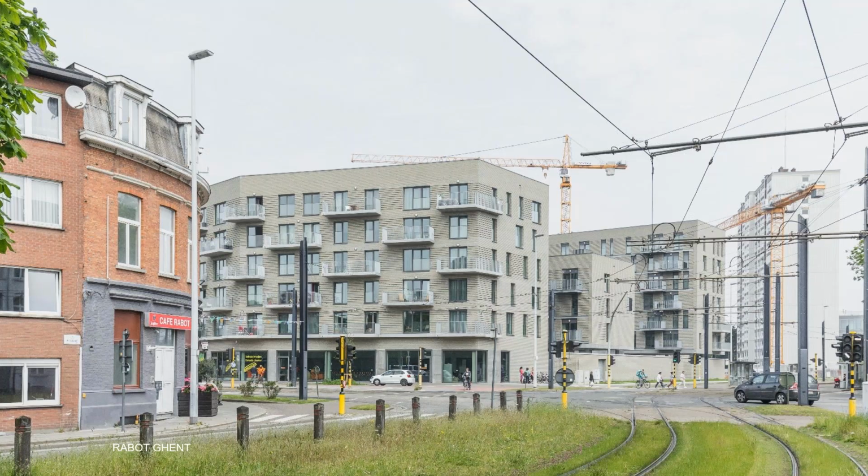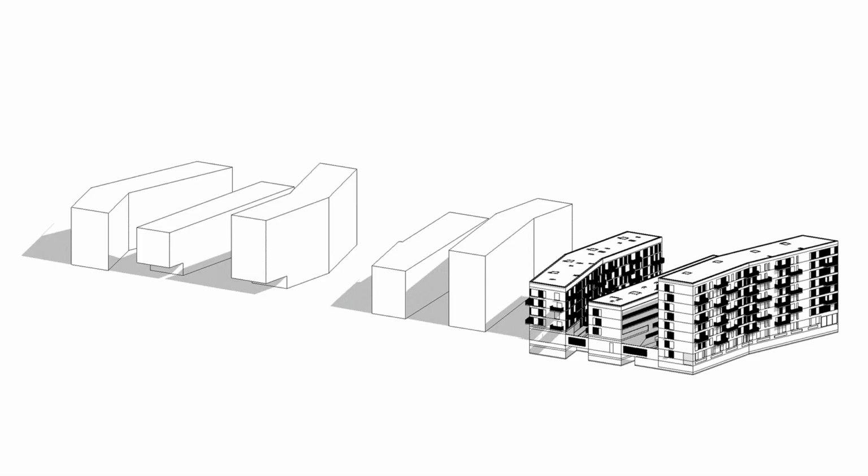This is Rabotsite in Ghent, a social housing complex. The project started several years ago, but for the last phase in this project, we work with BIM. You see it here on the right side.